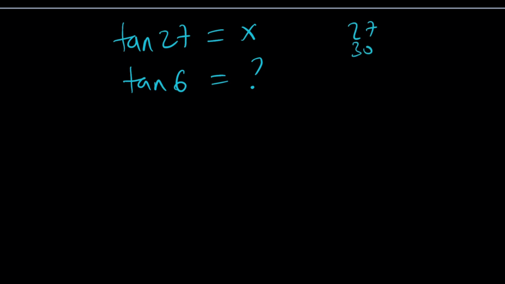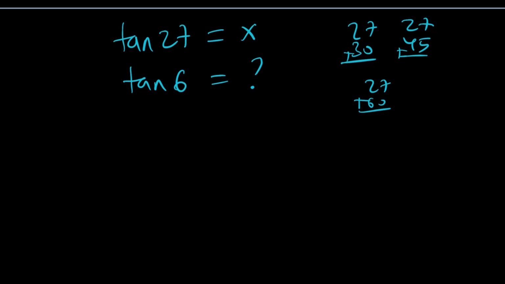Okay, so again, tangent 27 is equal to x. Again, they're in degrees. And tangent 6 we're supposed to find. How do you do that? Here's how we usually do it. You start with 27 and then add some special angles to it, such as 27 plus 30, 27 plus 45, 27 plus 60, and try to get the 6. Or if this doesn't work, then you can try doubling the angle, tripling the angle, quadrupling the angle, some multiple of this angle. Hopefully will get us closer to 6.